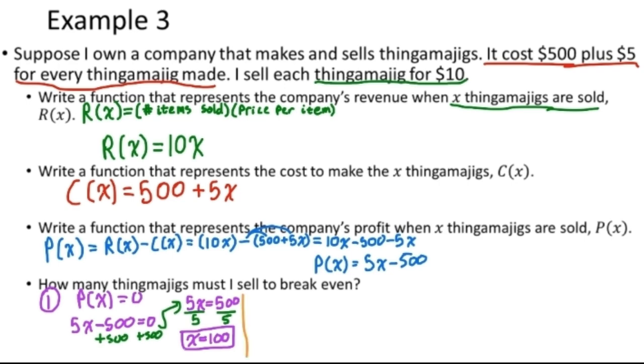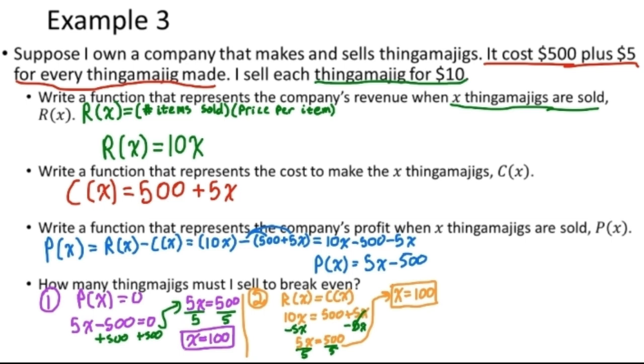As for approach 2, the other way we can interpret breaking even is when our revenue equals our cost. So with this interpretation, we would have that 10X, our revenue function, equals 500 plus 5X, which is our cost function. And we'll still solve the equation. And after we solve the equation, we still get X equals 100. Doesn't matter which method you prefer, either setting the P of X equal to 0 and solving, or setting R of X equal to C of X and solving. Both approaches represent the same thing and will give you the same answer.